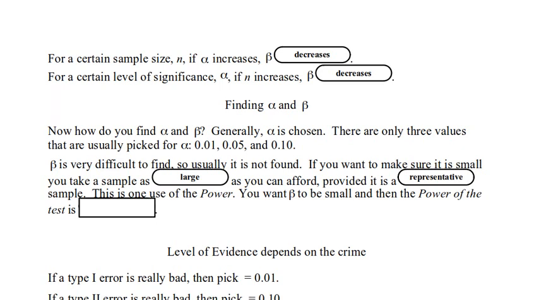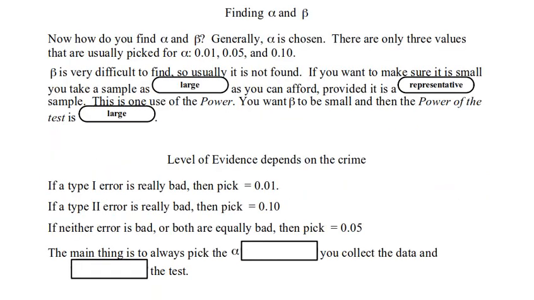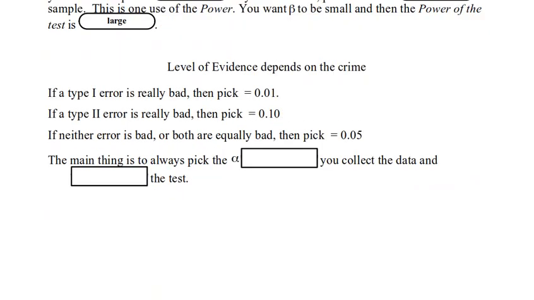So that's one use of power. You want beta to be small, so then the power of the test is large. Now, we're going to talk about type 1 and type 2 errors and the level of significance alpha in the context of a crime. If someone is brought to trial and the crime is very serious, then the idea is that the probability of sending them to jail when they're innocent needs to be very low.